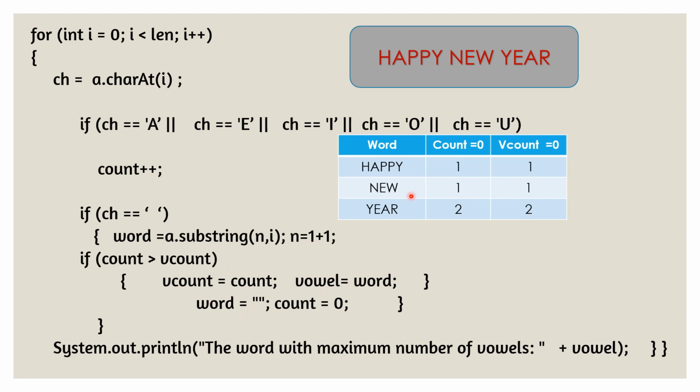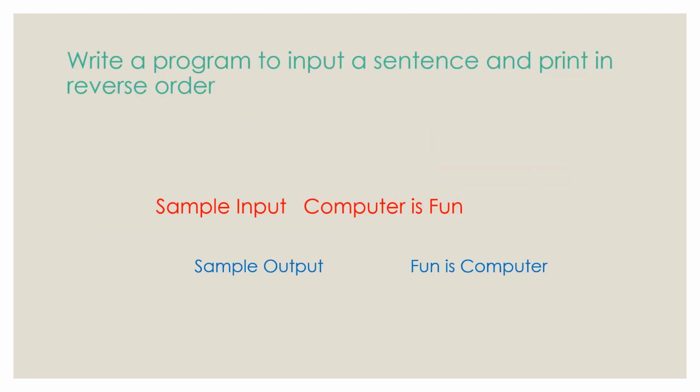After extracting every word, before going to the next word, we set count equal to 0, so that the counting will come properly. Then stop the loop and do the printing: "The word with maximum number of vowels is" plus vowel. I hope you understood the concept. Extract each word, count how many vowels are there, then compare the counts and find the word having the maximum vowels. Next question, write a program to input a sentence and print it in reverse order.